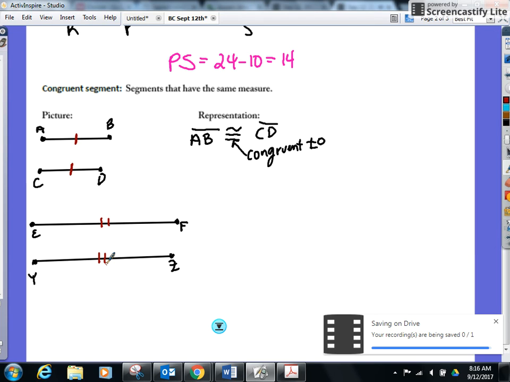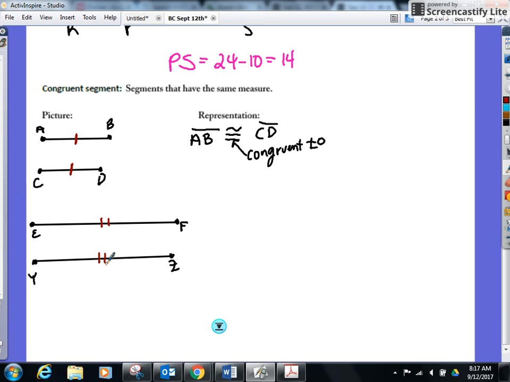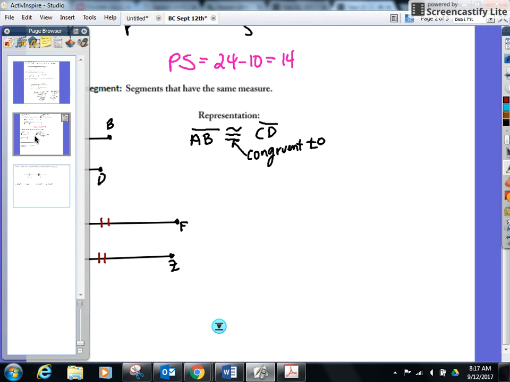Okay. So that's what you're going to start to see if they're congruent or not. Questions about congruency? How to write it, how to mark it on a diagram. And I believe there's one more question, correct?